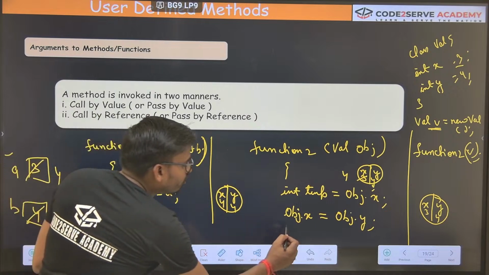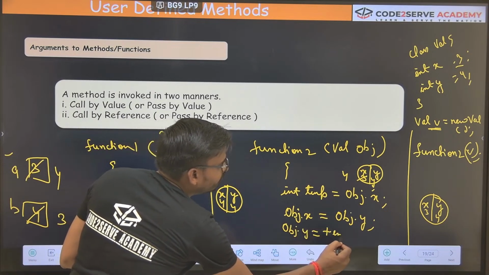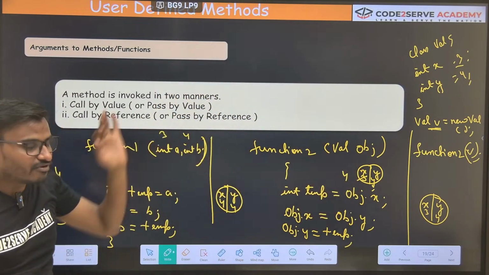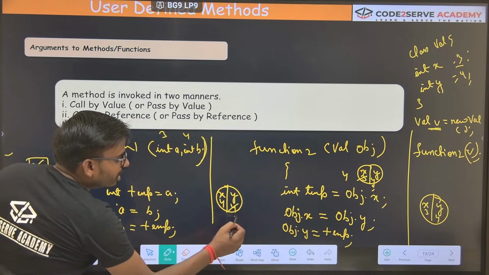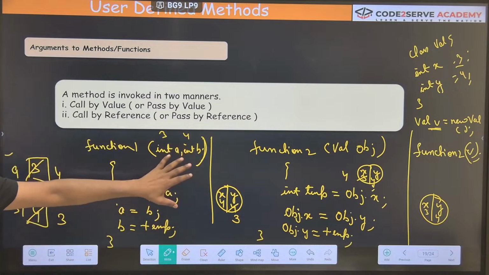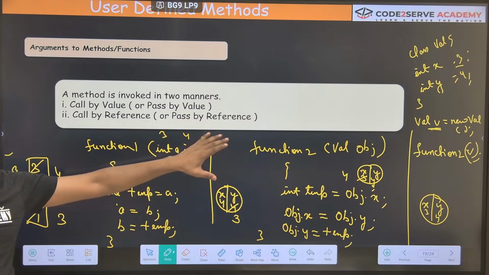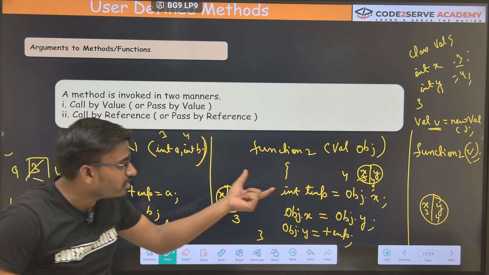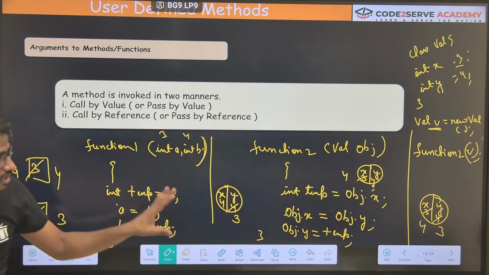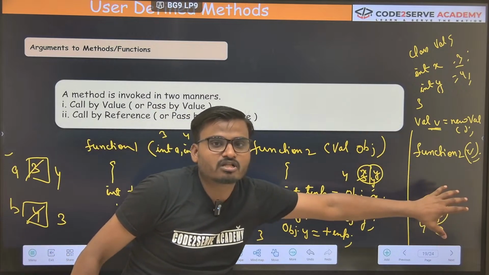Now what we'll say? Obj dot y is equals to temp. In temp, we had the previous value, the previous value of x, which was 3. So now y will be 3. So we made the changes in the object. Now what is happening? The object works on the actual copy. So if you change in the object, that means in the actual copy also it will get changed. Even though you are changing in the local copy, the actual copy is also getting changed.